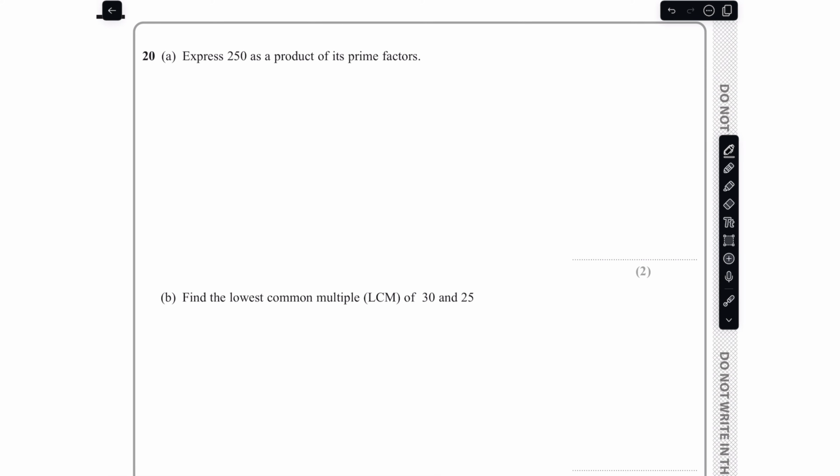In the first part of question 20, we are told to express 250 as a product of its prime factors. So I can write this as 250 and factorize 2, and so 250 divided by 2 is 125. I can continue factorizing prime factors, so the next factor is going to be 5. 125 divided by 5 is 25, and 25 divided by 5 again just gives me 5. So to express this as a product of its prime factors, I need to multiply all the numbers that are circled. So your final answer is 2 times 5 times 5 times 5.